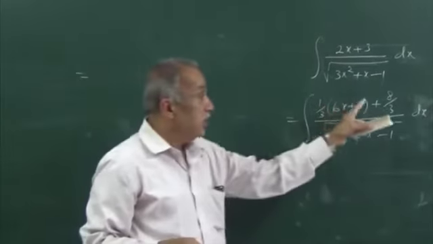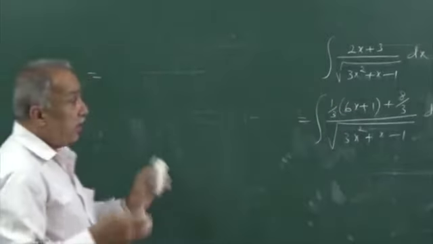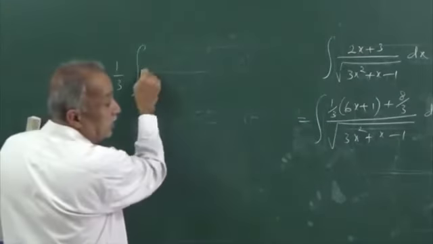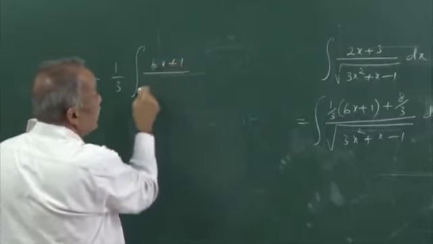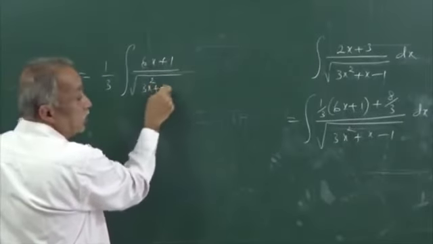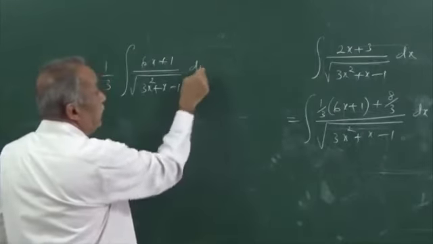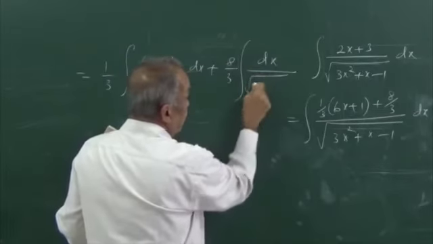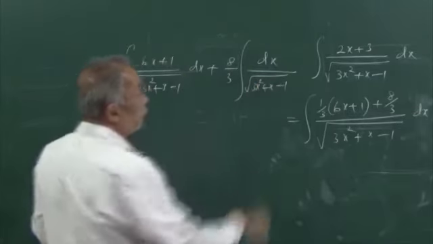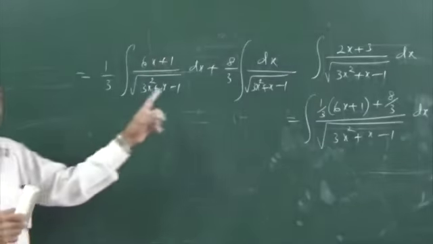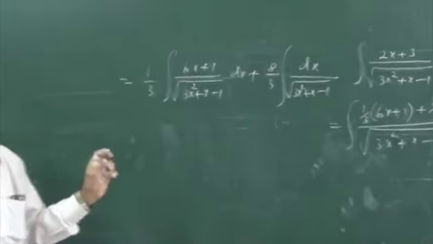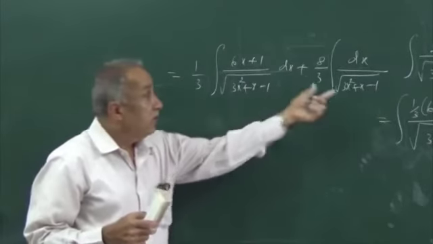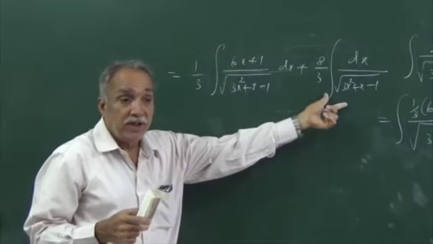Noting that the numerator is a sum of two different quantities, I break the integrand into two parts. The first part will be the integral of 1/3 of (6x plus 1) divided by root of 3x square plus x minus 1, and the second part will be 8 by 3 of the integral dx by root of 3x square plus x minus 1. Each of the two integrals requires an individual method. In this case, you will require a substitution method. In this case, you will apply the method of completing squares.